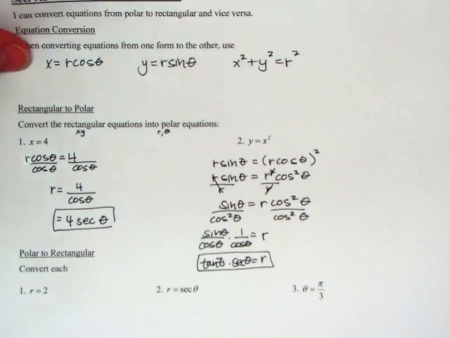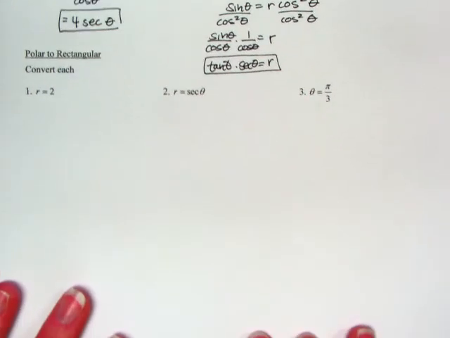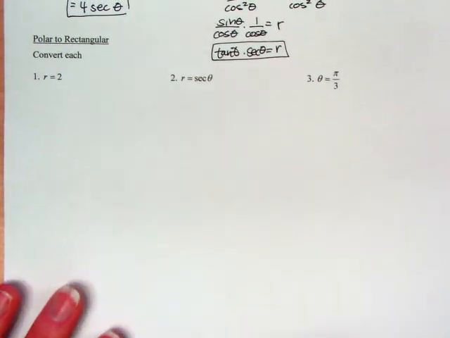A couple more to convert. These ones are going the other way. So now these are in polar and we need to go to rectangular. So this first says r equals 2.